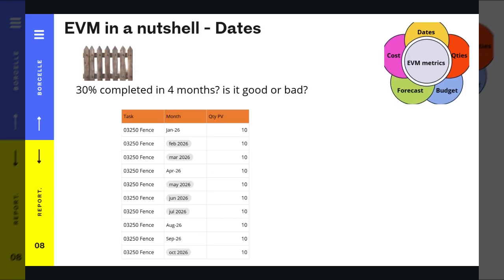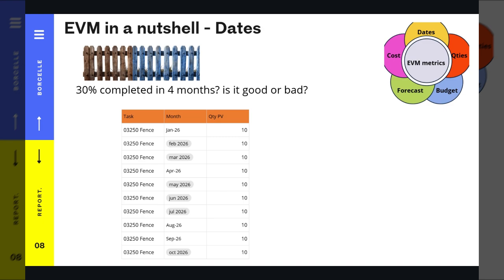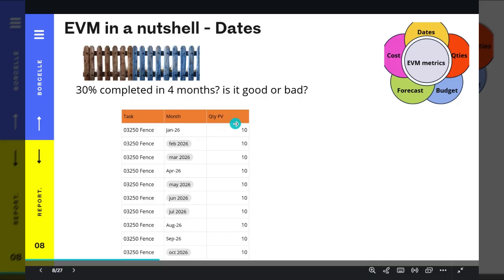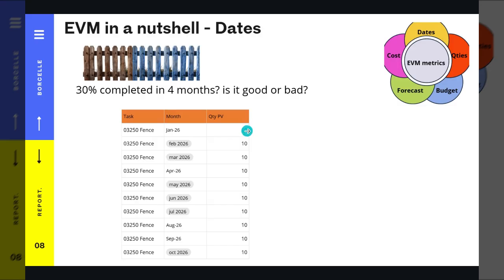Now at this stage, we are at 30% complete in 4 months. Is it good or is it bad? So we need to analyze this. First, I'm going to split this into 10 rows, and then we get the PV, the planned value, for each month, which will be 10 because it's 100 meters in 10 months. We're making a linear distribution. Imagine it's just a fence.